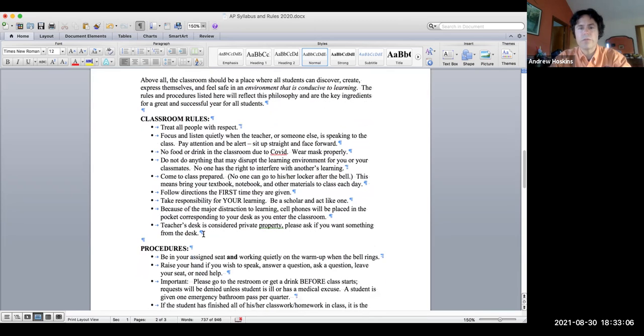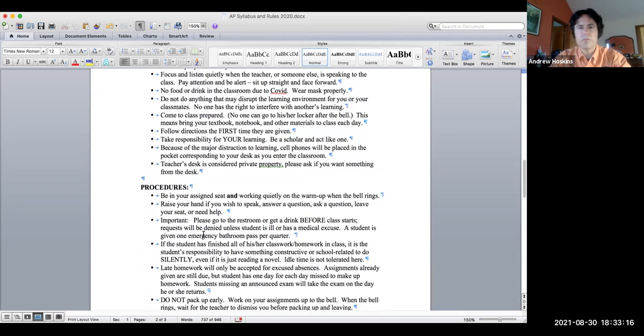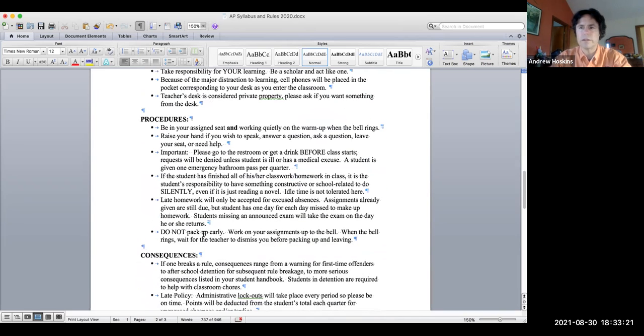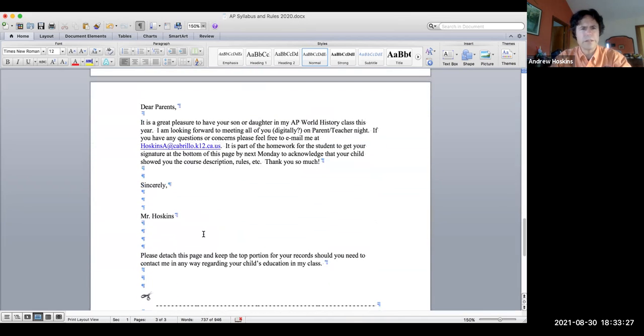But I find with AP students, they're not there to make the teacher's life miserable or anybody else's. They really are there to learn, and discipline problems seem to go away when students really are academically minded. Just some simple procedures. Consequences never really need to go there.